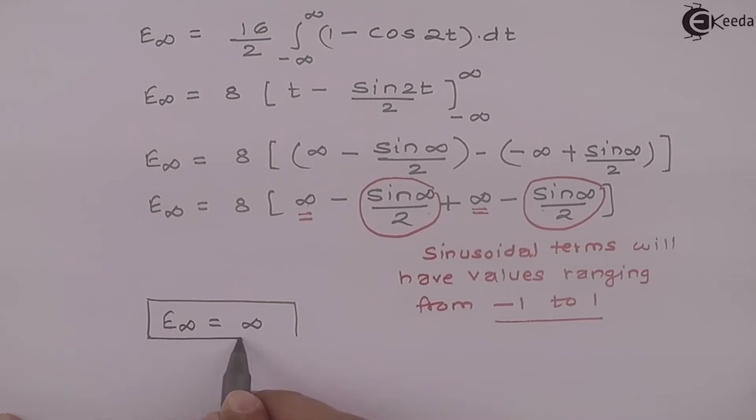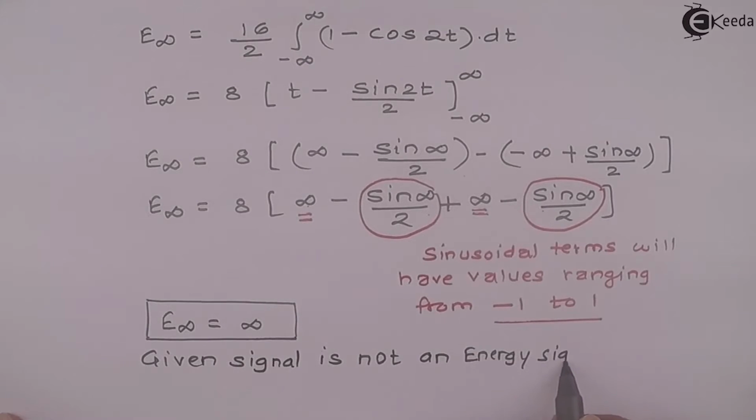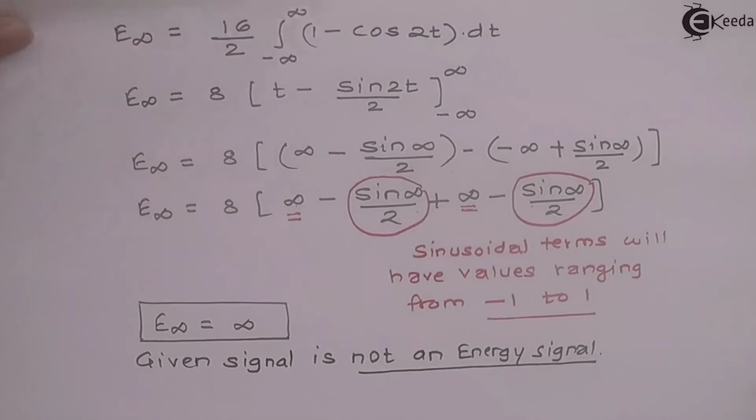Pertaining to this, I can say the given signal is not an energy signal. That is for sure. So once the energy is infinite, our next step is to find out power. So let's find out the power of the signal.